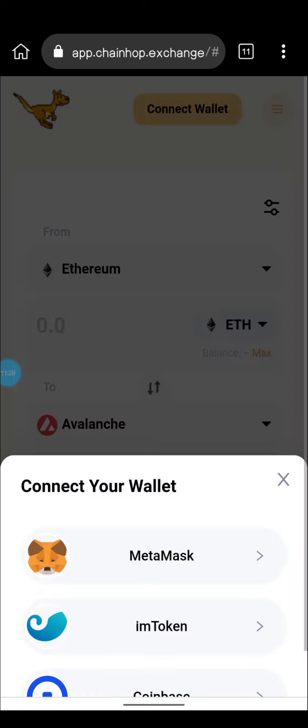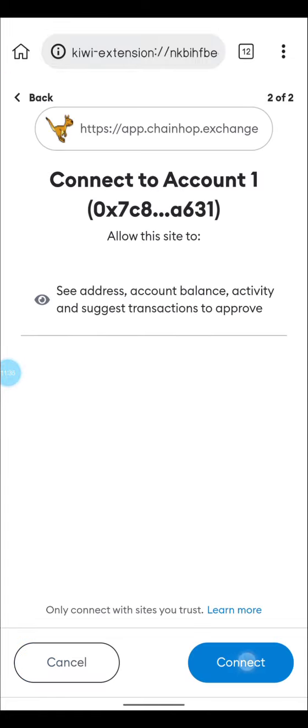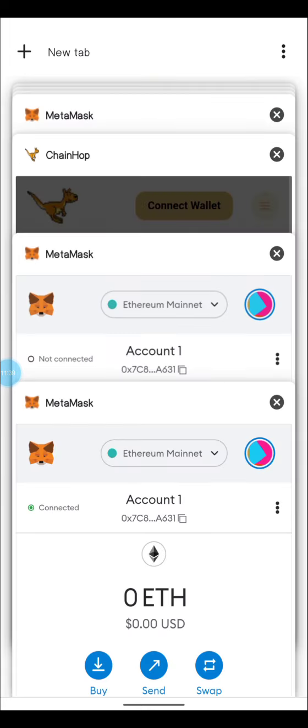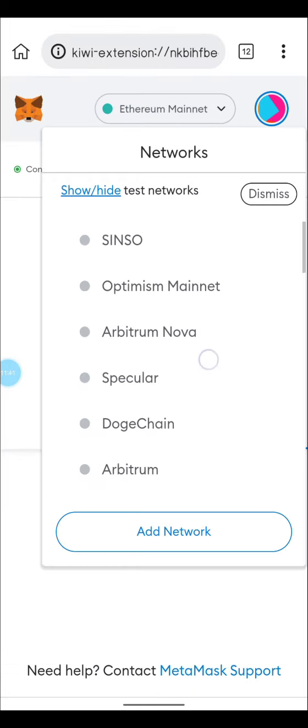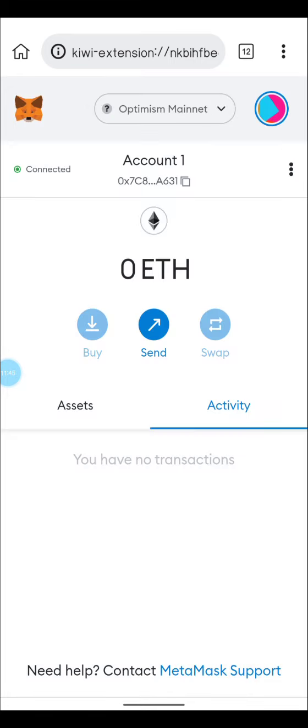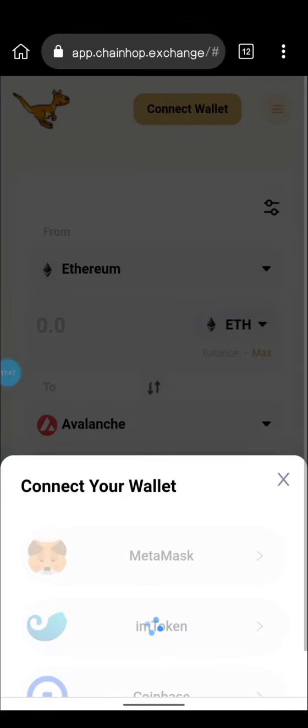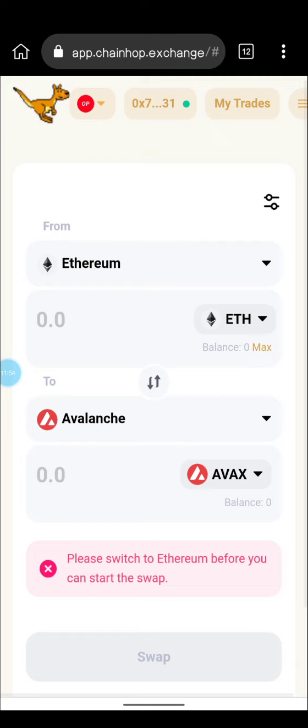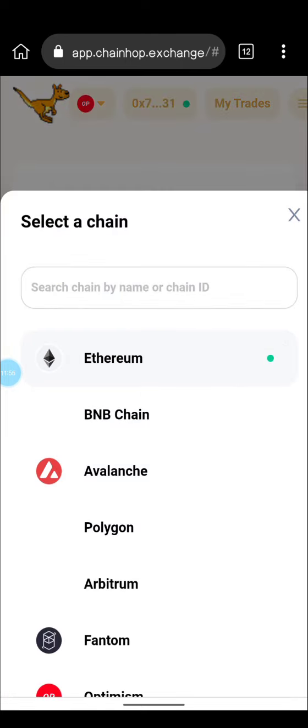So first of all, let's connect the wallet. Let's connect our MetaMask. It's connecting and connected. Voila. So I'm going to scroll down to Optimism mainnet. Then we're going to get back here. Okay, so we are on the Optimism chain.